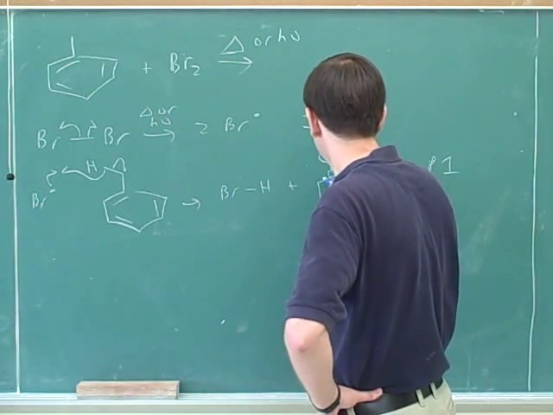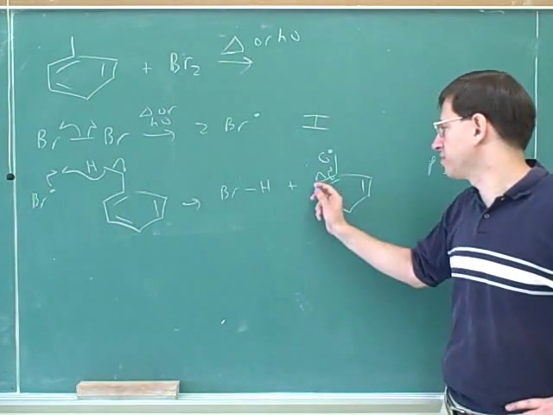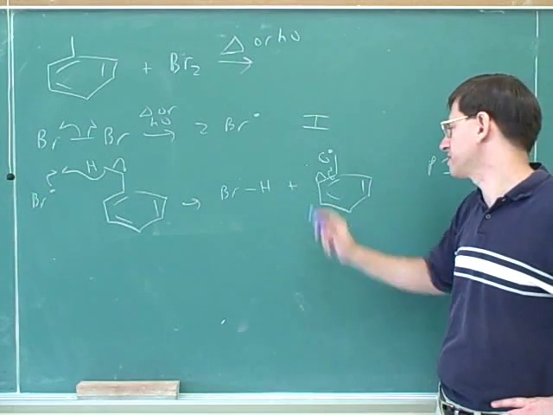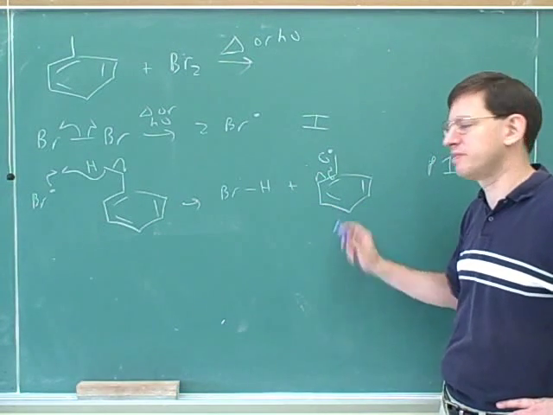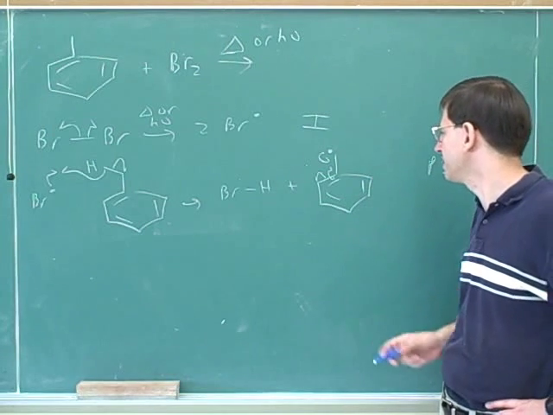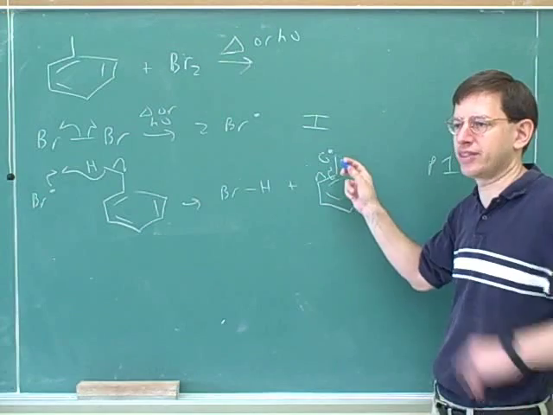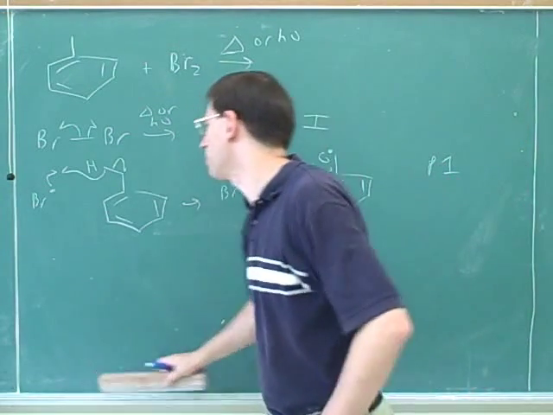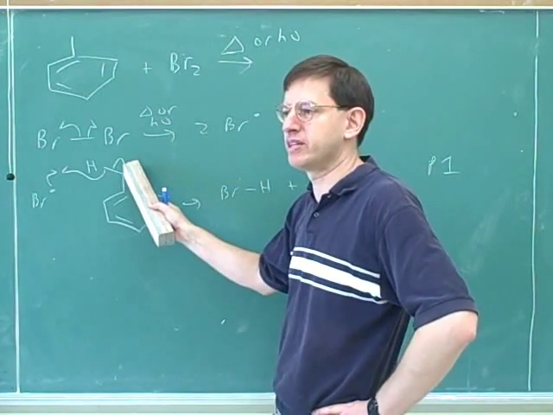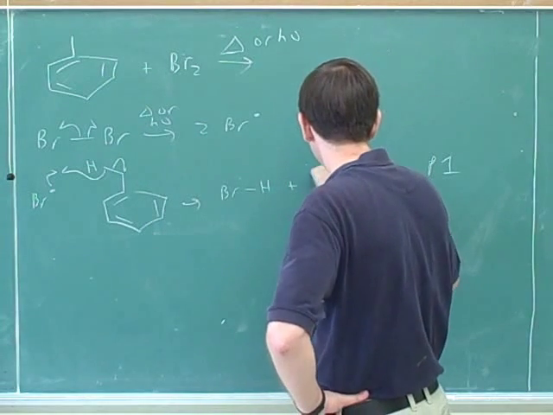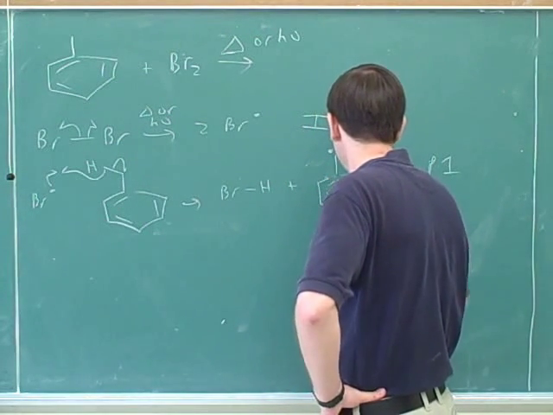For example, there's a resonance structure where the unpaired electron is on this carbon. There's another resonance structure where the unpaired electron is on this carbon. There's another where it's on this carbon. To save time, we won't draw all of those, but you should know that there are resonance structures that are spreading out the unpaired electron. That's the reason why the bromine prefers to take the hydrogen from the benzylic carbon, not from other carbons.